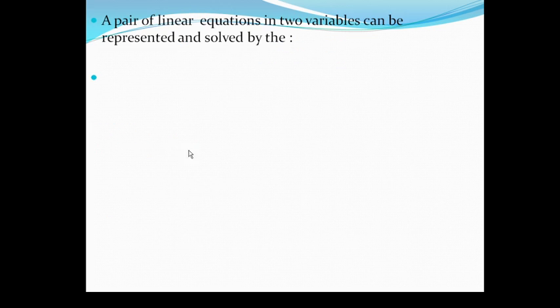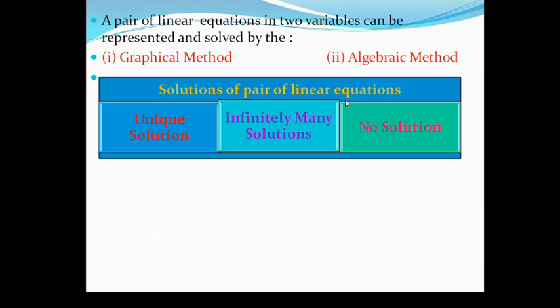Now, a pair of linear equations in two variables can be represented and solved by two methods. First, graphical method, second, algebraic methods. So first we will take a look at the graphical method. But before that, we should understand how many types of solutions a pair of linear equations can have. So, solutions of pair of linear equations.